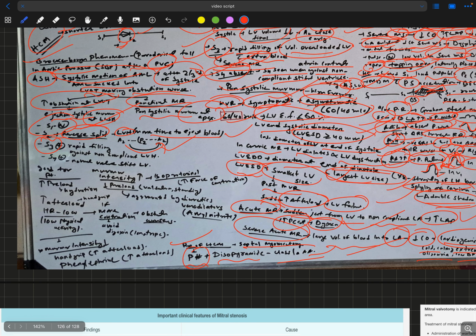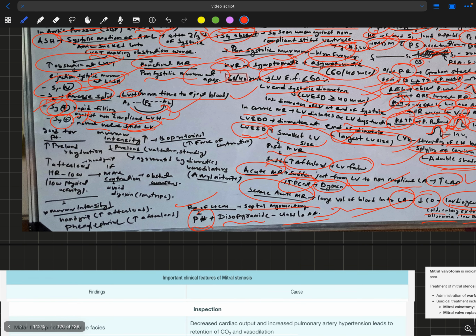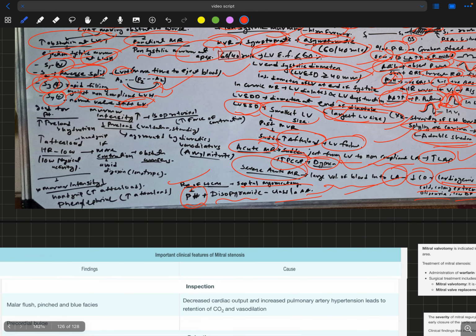So S3 will be present in rapid filling against non-compliant LVH. S4 will also be present. S3 is due to a failing heart. For S4, the valve has to be normal and the ventricle has to be stiff. By valve I mean the mitral valve.